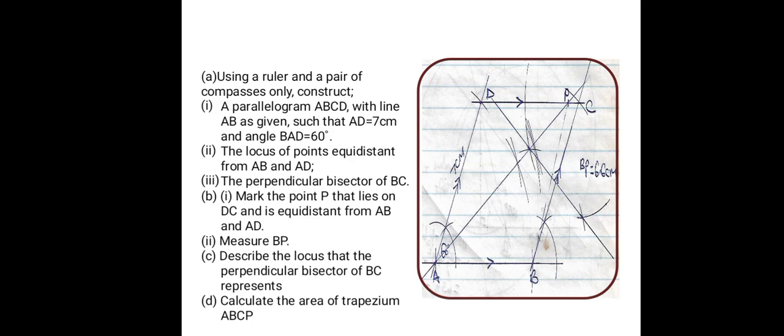B1. Mark the point P that lies on DC and is equidistant from AB and AD. 2. Measure BP. C. Describe the locus that the perpendicular bisector of BC represents. D. Calculate the area of trapezium ABCP.